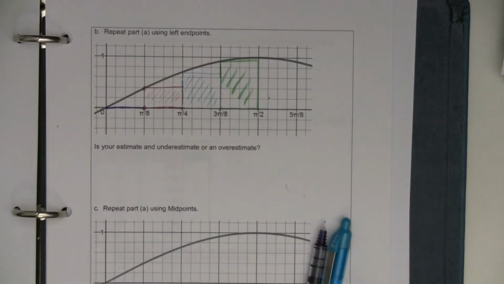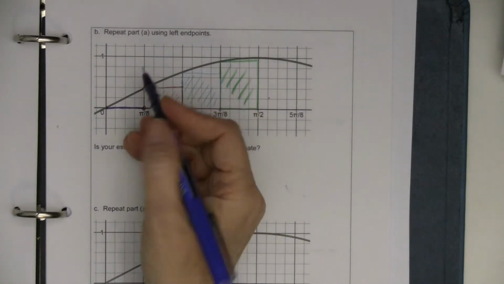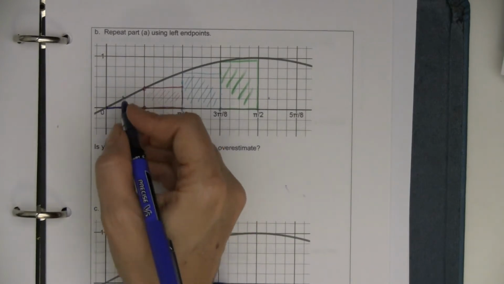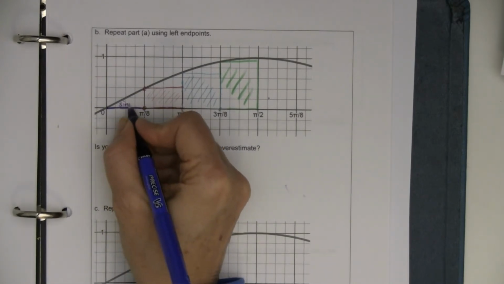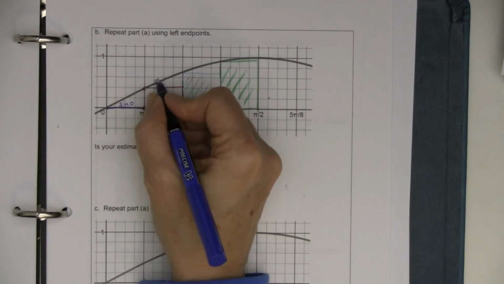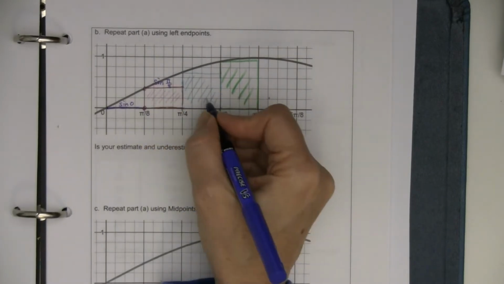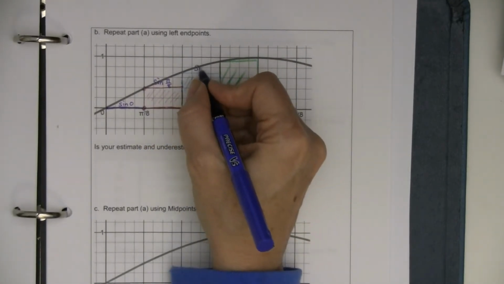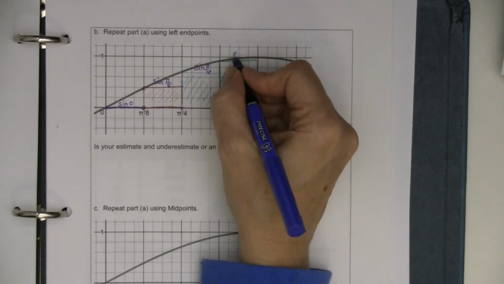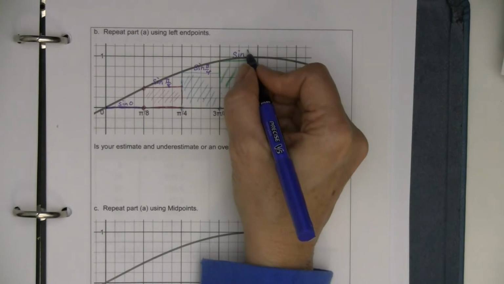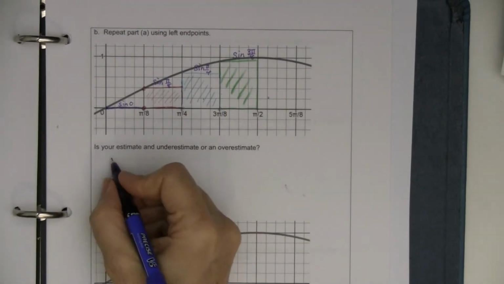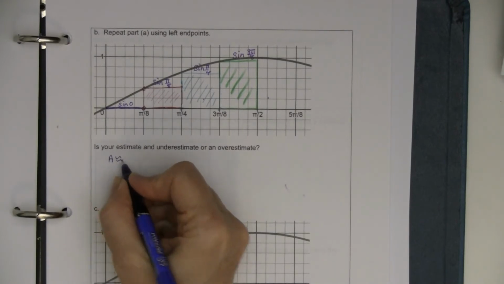Okay. And so when we look, the height of this rectangle, which is not a rectangle at all, though, is sine of 0. And the height of this rectangle is sine of pi over 8. And the height of this rectangle is sine of pi over 4. And the height of this rectangle is sine of 3 pi over 8. And so my area, using the left endpoint.